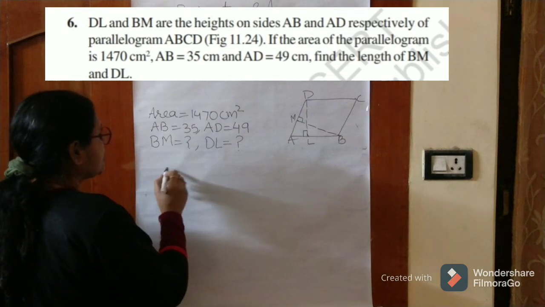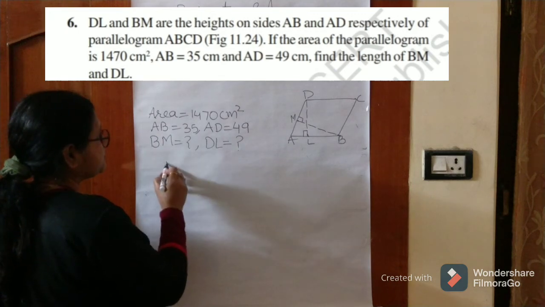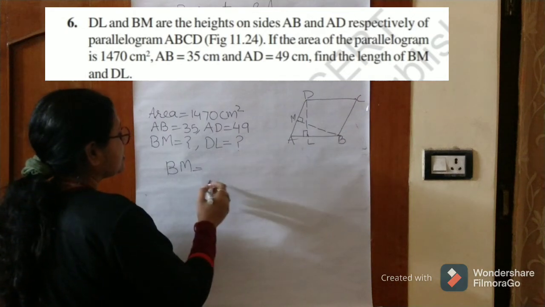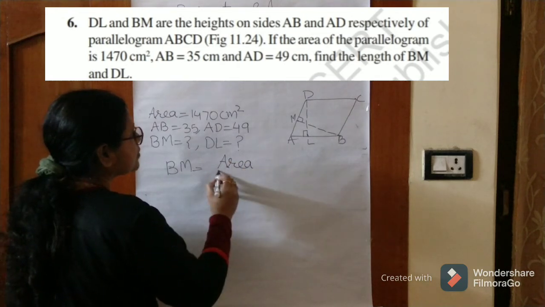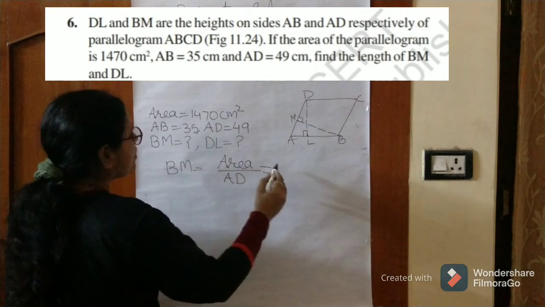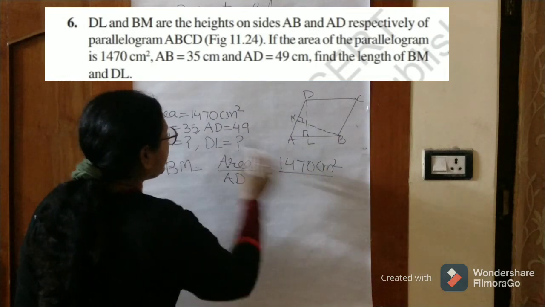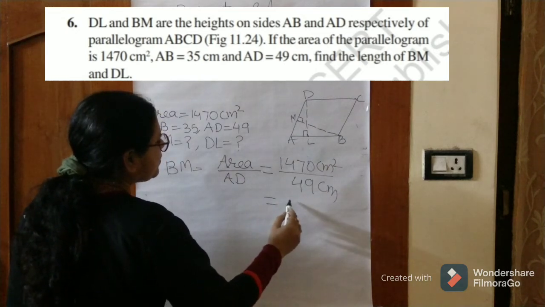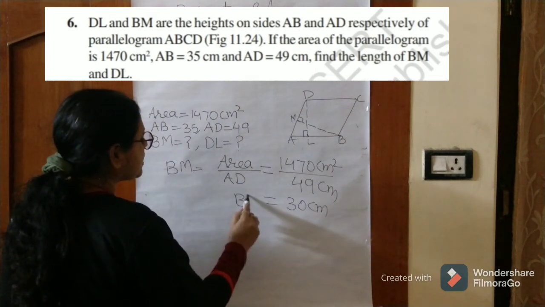So to find BM, AD will be taken as the base. So BM is equals to area upon AD. Area is given 1470 centimeter square and AD is 49 centimeter. So it will be 30 centimeter. BM is equals to 30 centimeter.